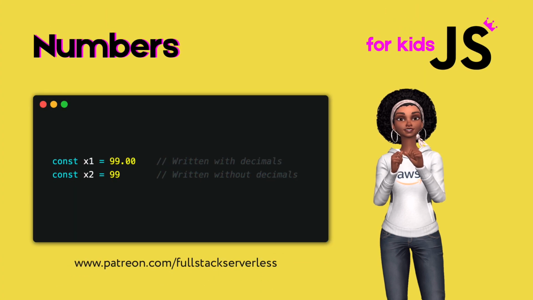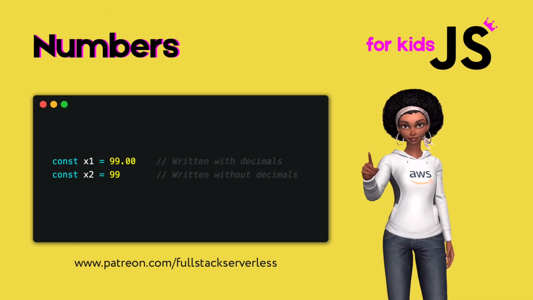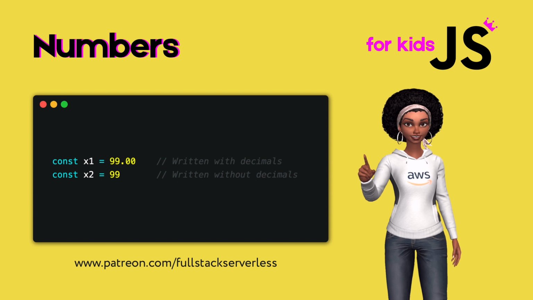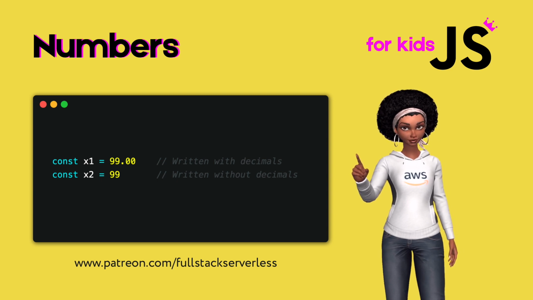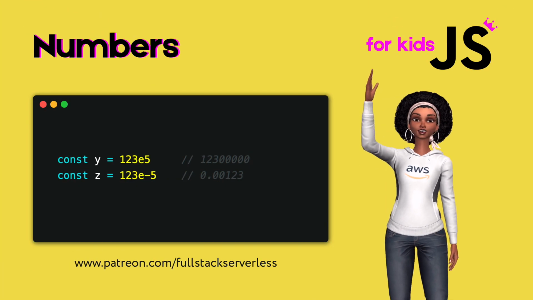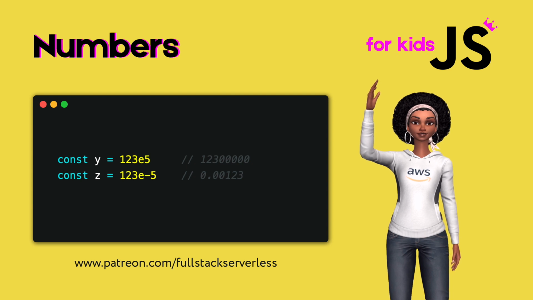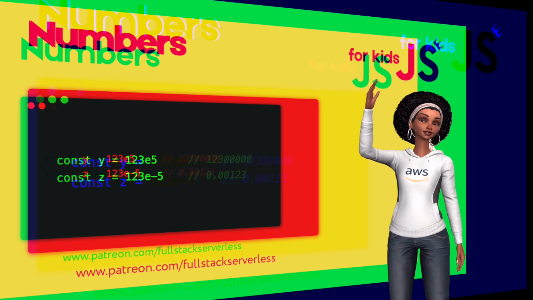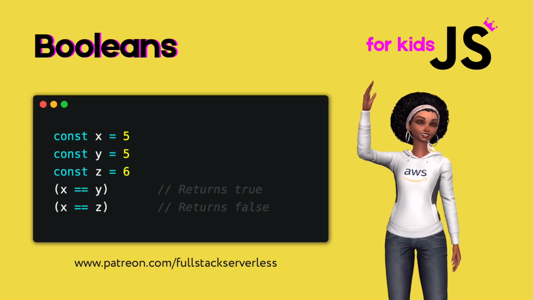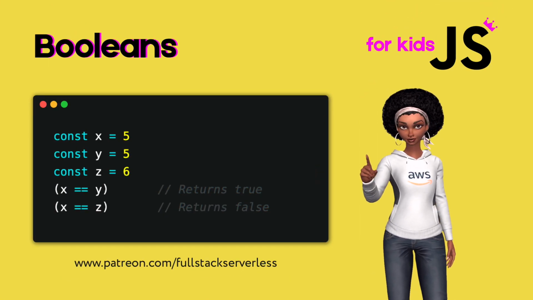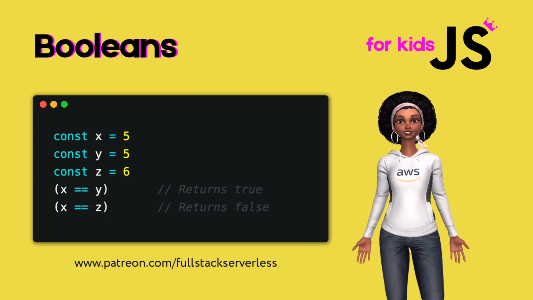Numbers. JavaScript has only one type of numbers. Numbers can be written with or without decimals. Extra large or extra small numbers can be written with scientific, exponential, notation. Booleans. Booleans can only have 2 values, true or false. Booleans are often used in conditional testing.